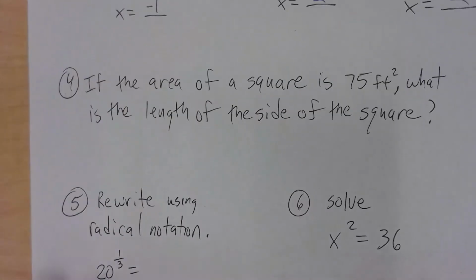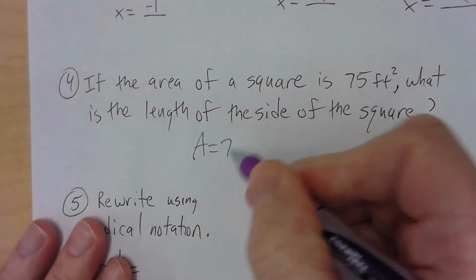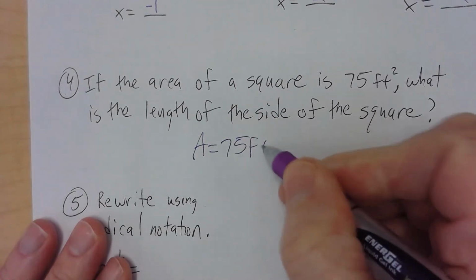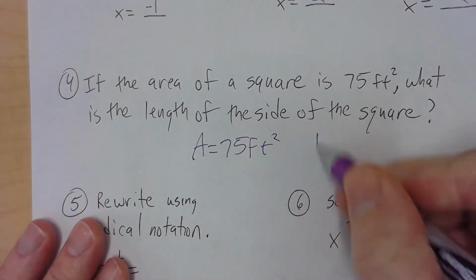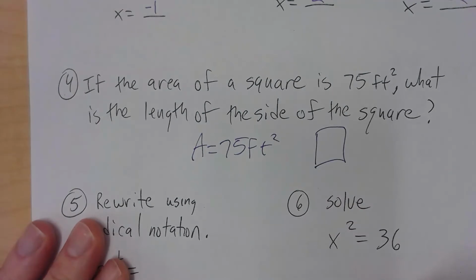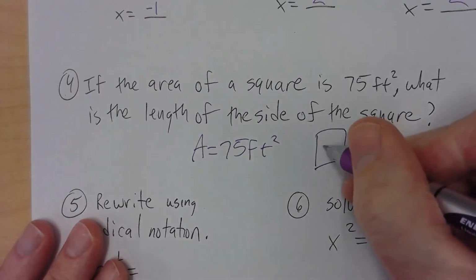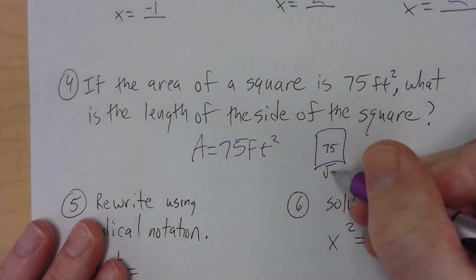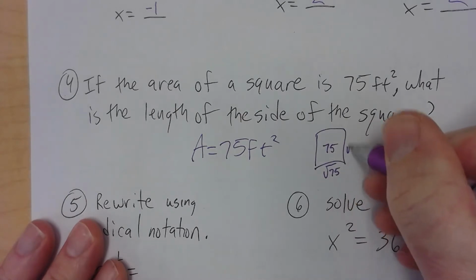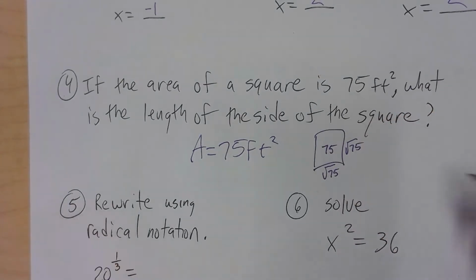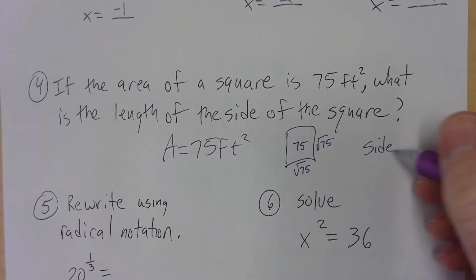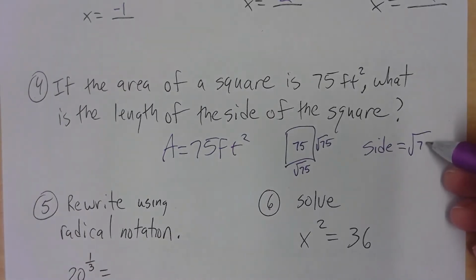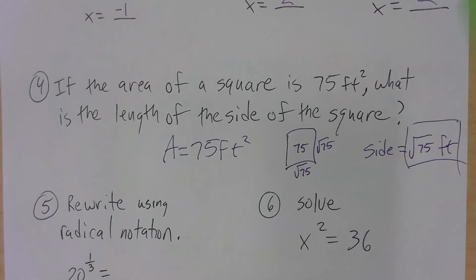Number 4, if the area is 75 square feet, then what's the length of the side? Now I don't need a decimal answer for this, so if 75 is the area, that means each side is the square root of 75. So the side length is the square root of 75 feet. So that's the answer right there.